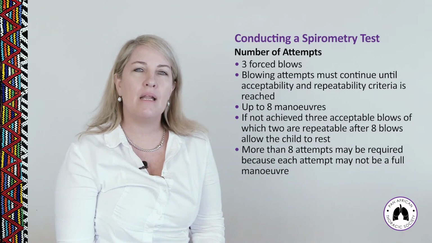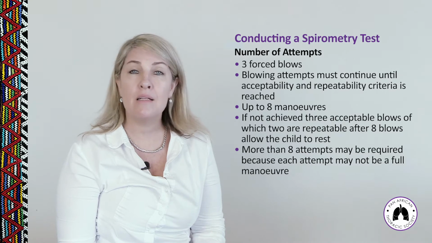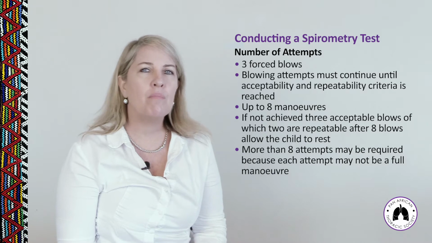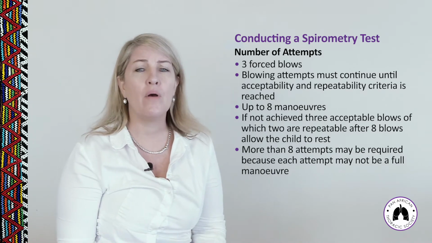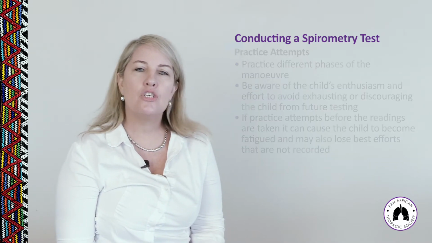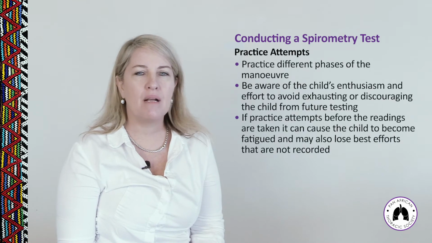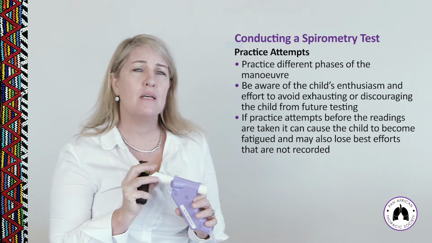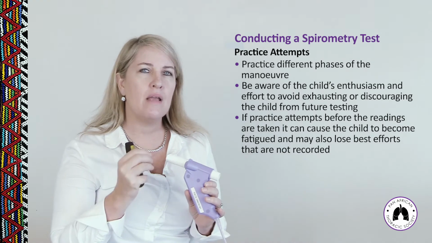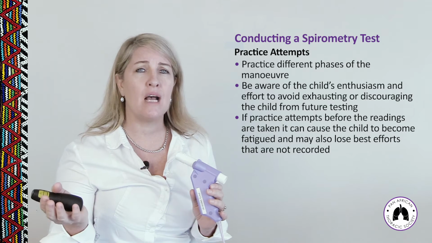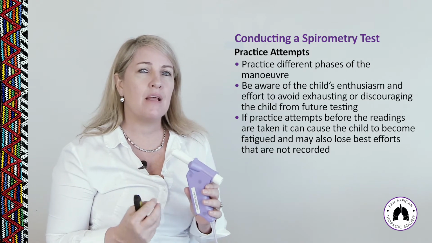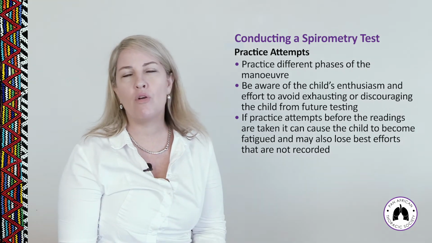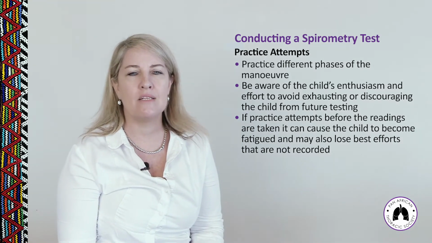There is usually an upper level of about 8 blows for adults, but in children we allow them to do a few more blows because not every blow is usually a full blow until they get the hang of it. Children may benefit from practicing the different phases of the maneuver before you actually put them onto the mouthpiece. But remember that you don't want their enthusiasm to wane over time, and so it's probably better that you practice on the actual spirometer on the software of the program. You can always delete those blows later on.